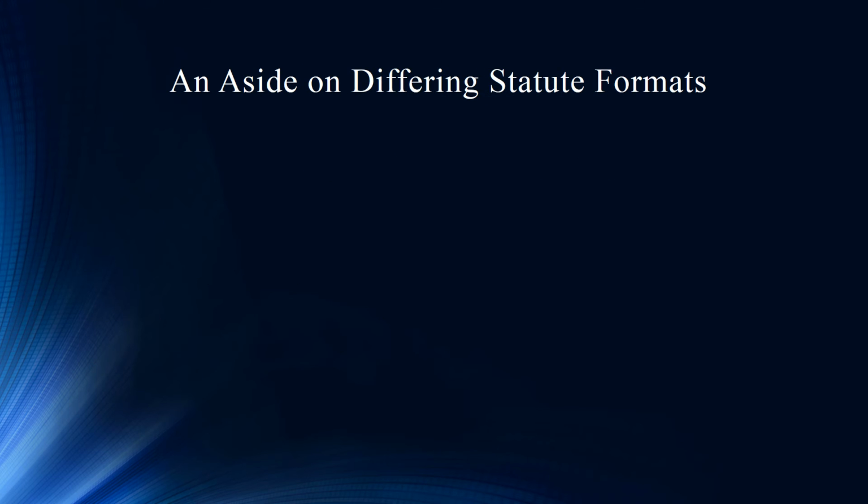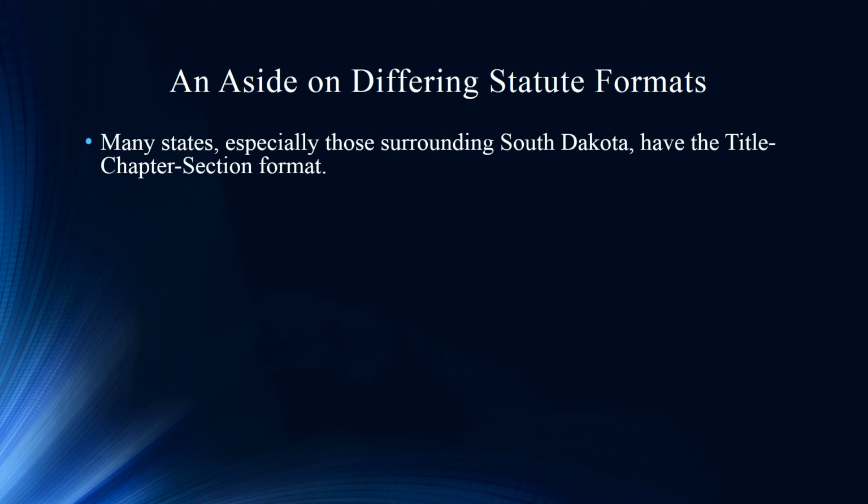Just an aside regarding different statutes. Many states, especially those surrounding South Dakota, have the title/chapter/section format. Other states, however, have a format similar to the federal statutes, with the title, name of the code, and section. As you noticed in the federal code, you may simply cite the section then when short citing to those types of statutes. With states that have the title-chapter-section format, however, you always need to include the title and chapter, as citing to a single section would likely cause confusion to your reader.